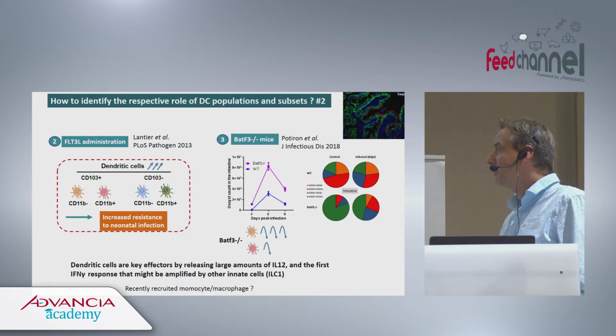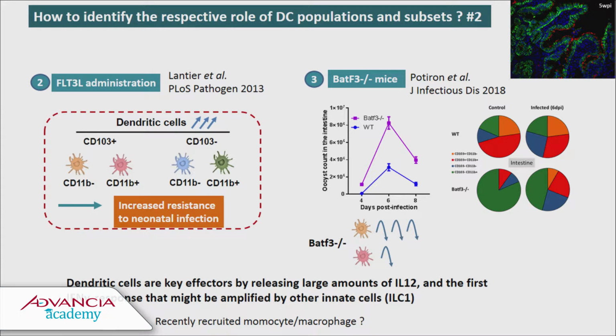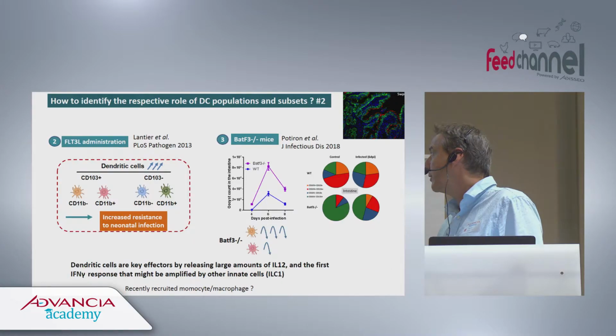So with all these different models, now we knew that these dendritic cells were really key for controlling the infection. The mechanism by which they do that is probably because they produce large amounts of IL-12, and actually the first interferon gamma response, which is a very important cytokine to control the parasite in the epithelial cells. And probably this signal will be amplified by other innate cells, like innate lymphocytes.